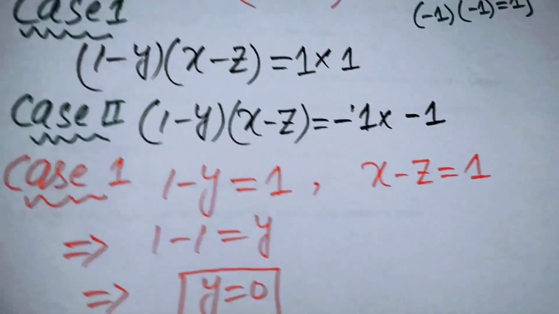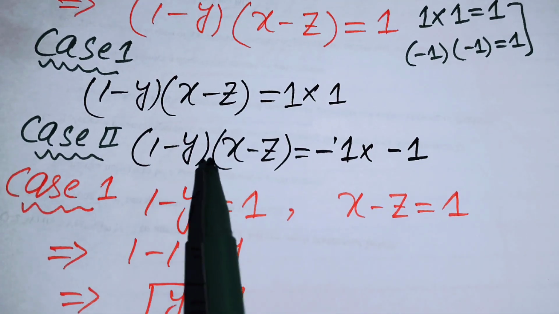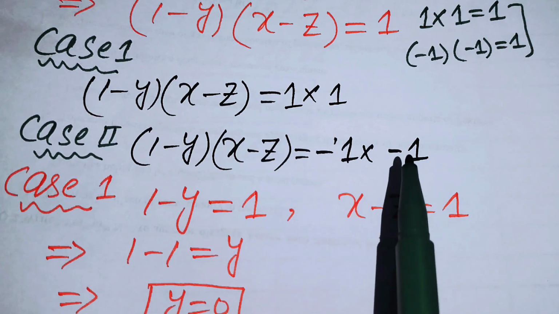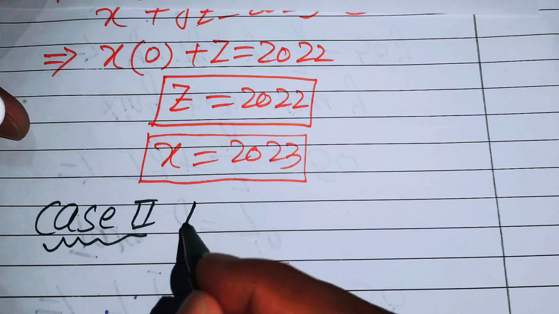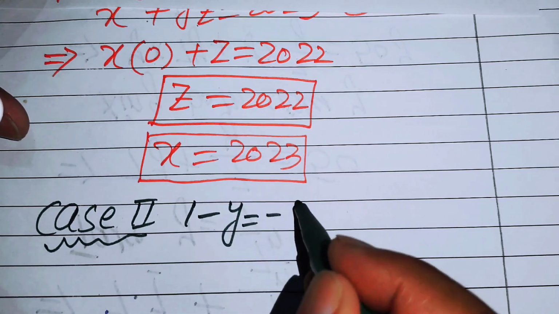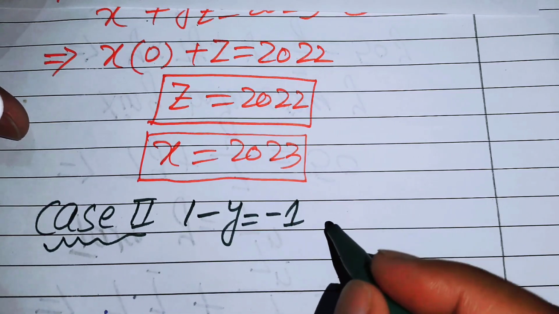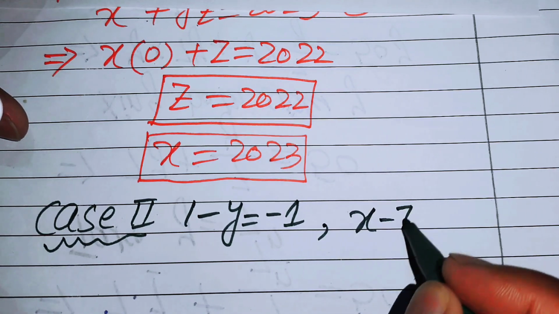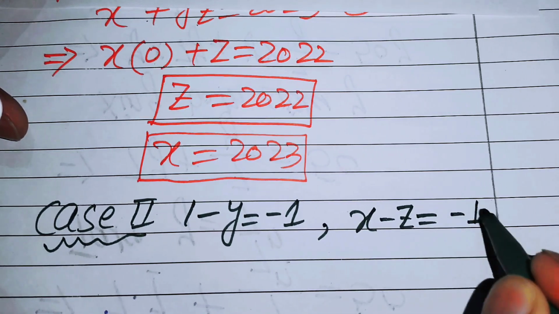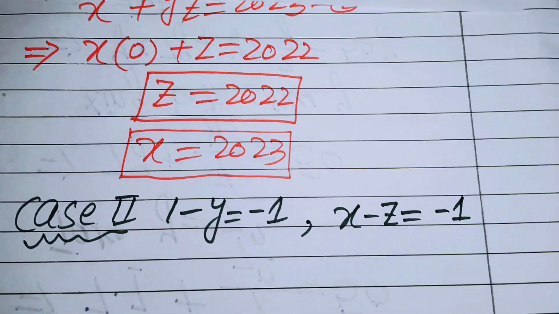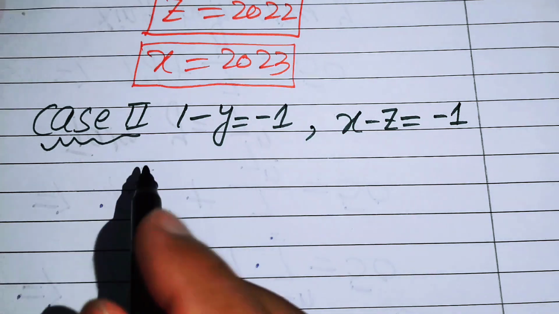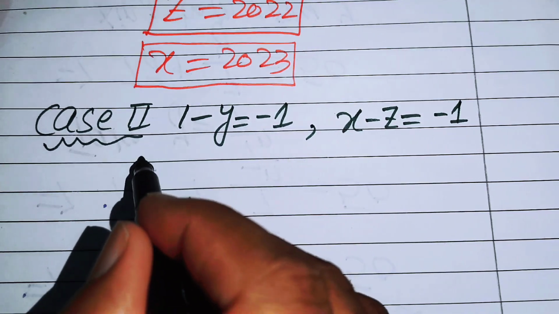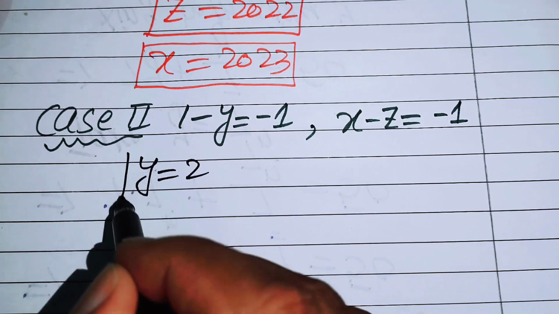Our case number 2 is here. We have (1 minus y) times (x minus z) equals minus 1 times minus 1. So I can write the first factor 1 minus y equals minus 1, and the second factor x minus z equals minus 1. Now I can solve these two factors, first finding the value of y, and here you get y equals 2.